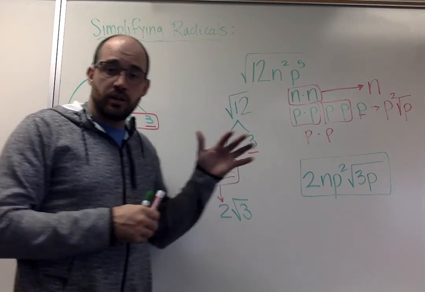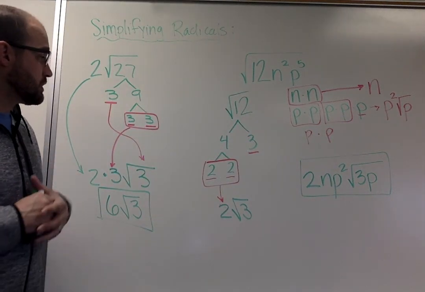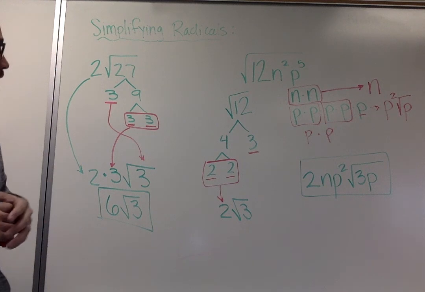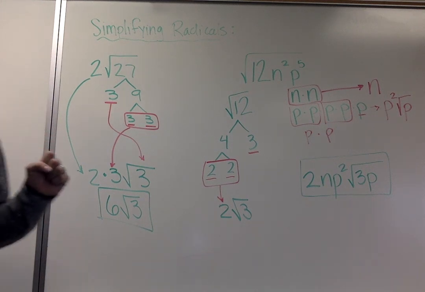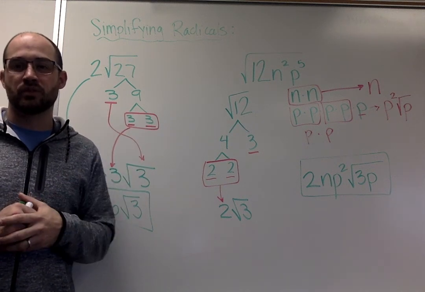Again, this is walking you through those steps. Let us know if you've got any questions on simplifying radicals. Make your factor tree, circle your pairs. Inside the circle comes out of the radical. Whatever's left over stays in.